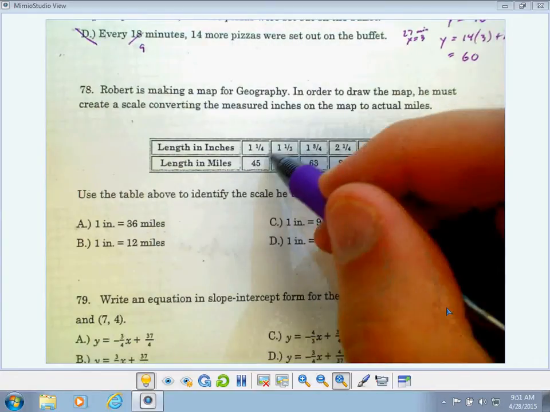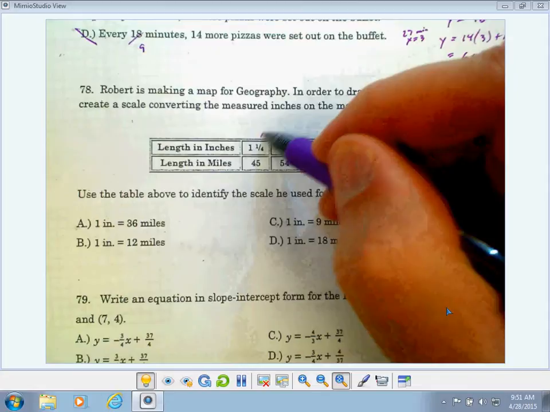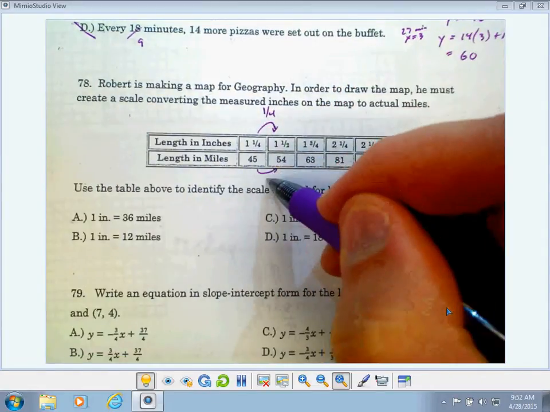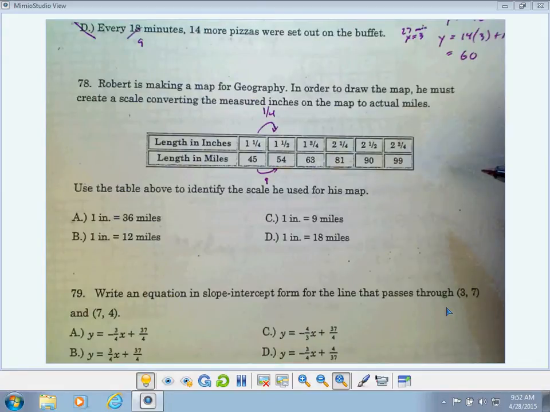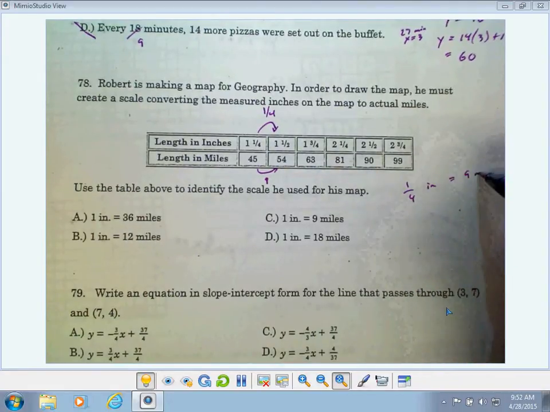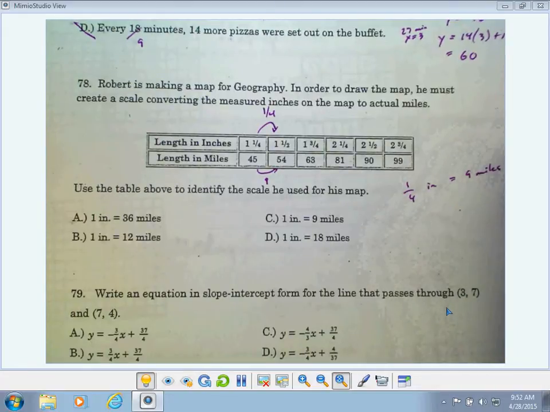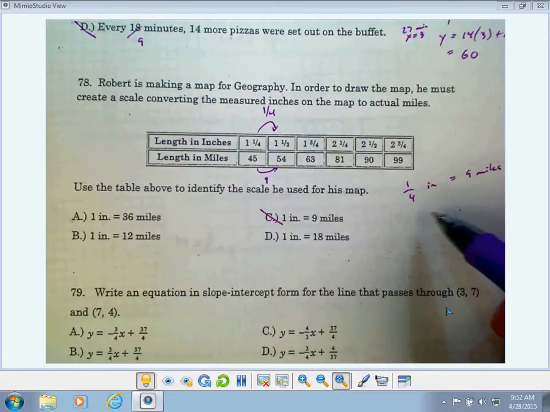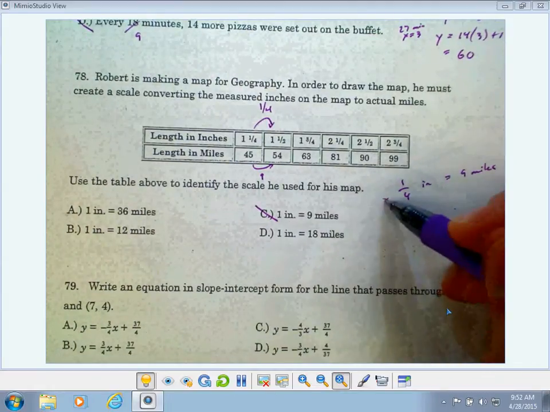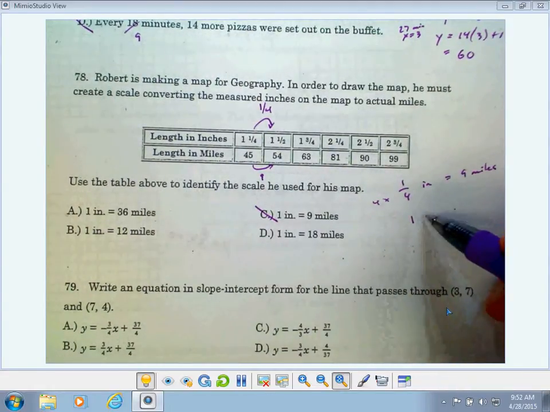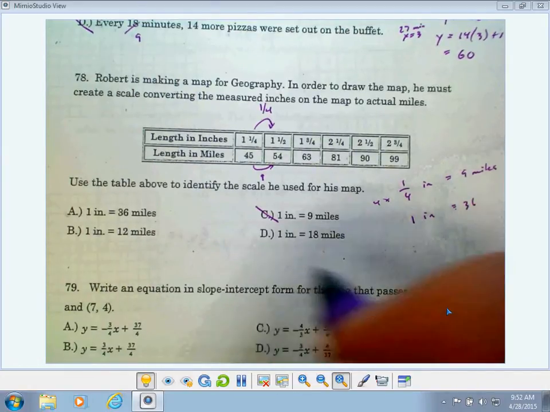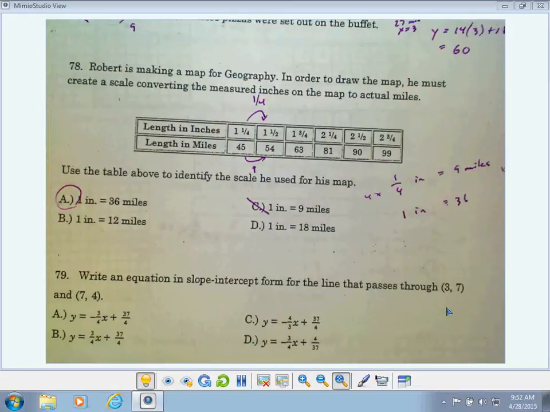Well, how about this one? If we go up from 1 1/4 to 1 1/2, that's a gain of 1/4 inch, and we went up 9 miles. So if 1/4 of an inch is 9 miles, it's not C, right? Because 1/4 of an inch is 9, not 1 inch. But think about it, if you multiplied it by 4, that would be 1 inch. And if you multiplied this by 4, it would be 36. The answer is A.